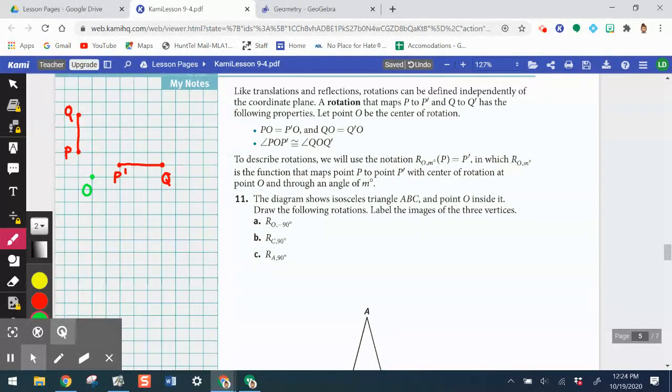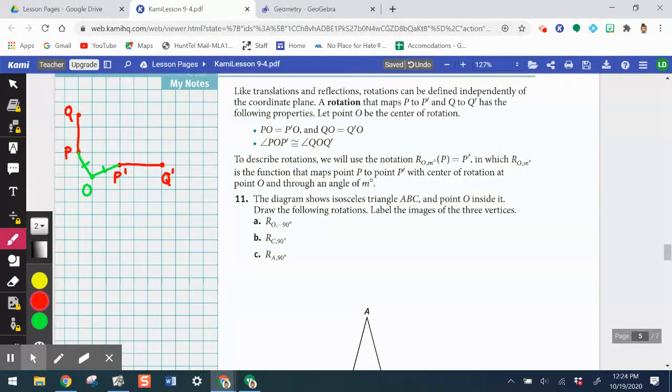So let's take a look at a couple of these properties that we're really trying to hit home. This says the distance from P to O is equal to the distance from P prime to O. So that's what we're seeing with these rotations. However far P, one point, is from the center of rotation, its image after the rotation is the same distance. They are equidistant from the center of rotation. And likewise with Q and Q prime. Forgot to mark that as prime.